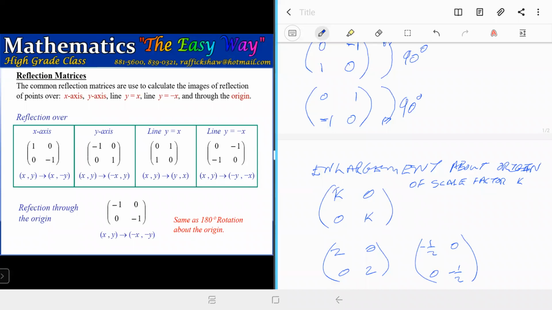Scale factor always goes right here and here. Enlargement about the origin. They're easy to remember. And they're on the must-know sheet, guys. They're all on the must-know sheet. All right? So those are the matrices.